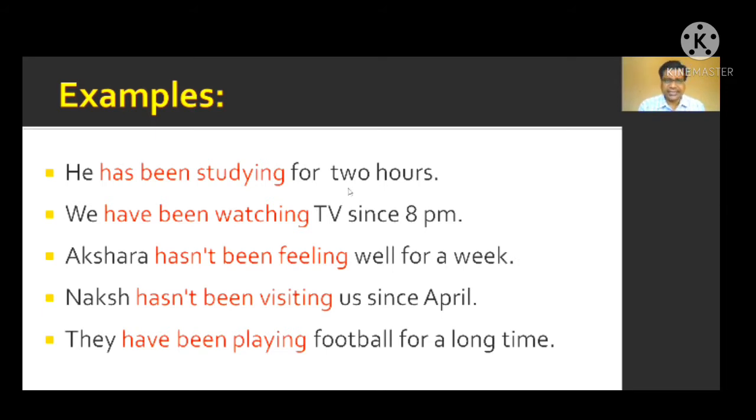He has been studying for 2 hours. It means whatever span of action of studying is being done here, most of the part or some part is already completed. Probably it might have started before 2 hours or so, and the same action of studying is continued now in the present as well. That's why this sentence is said like this. He has been studying for 2 hours.